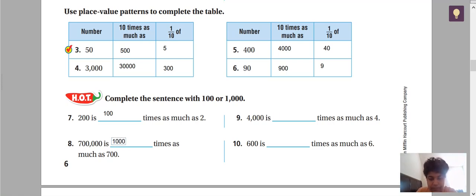Number 9. 4,000 is blank times as much as 4. Is it 100 or 1,000? Well, it is 1,000. Plus 4 times 1,000 is 4,000. And number 10. 600 is blank times as much as 6. So that would be 6 times 100 is 600. That's your answer. These are your answers.